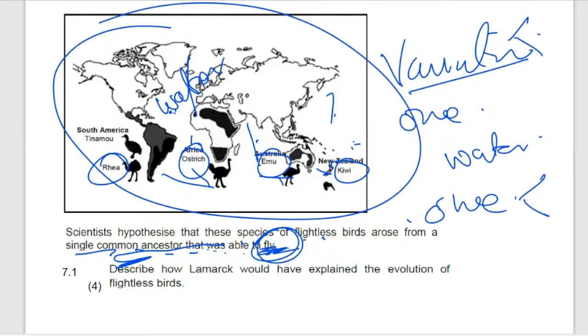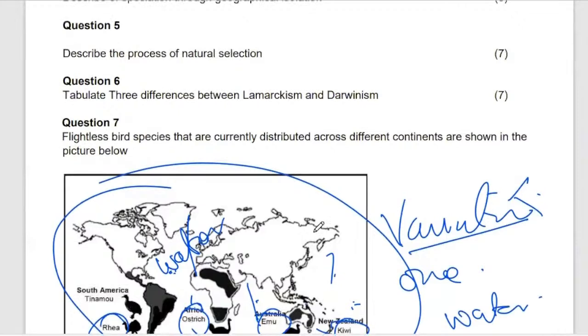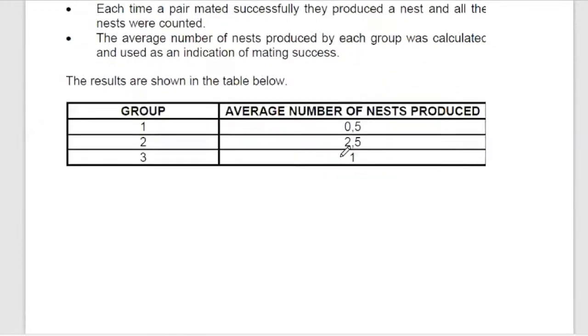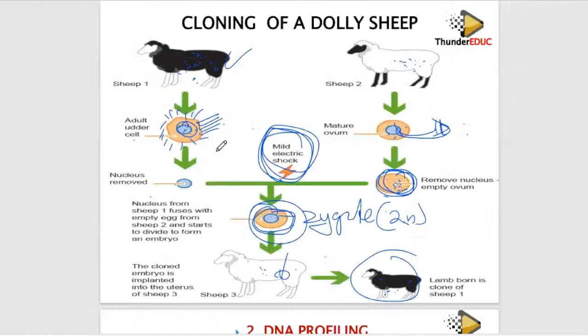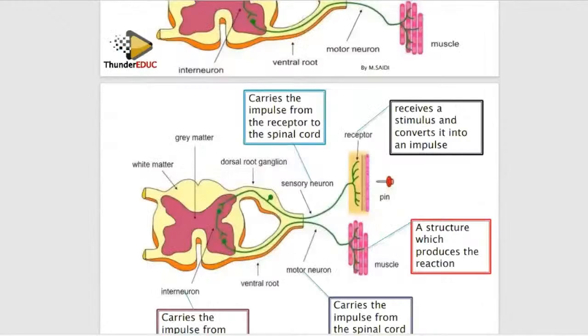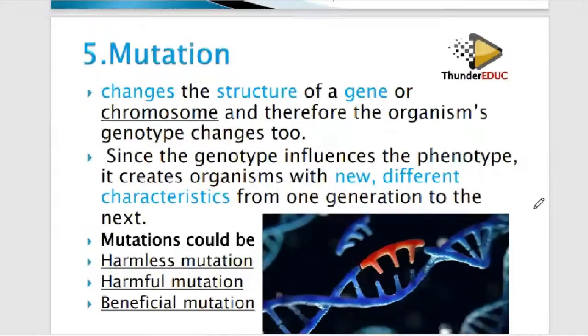Guys, let's go to the next question. Natural selection is covered, and speciation is also covered. Guys, don't make a mistake of describing speciation without telling us what made them separate. Don't go to the paper without knowing. Here, let me show you the different isolation mechanisms.